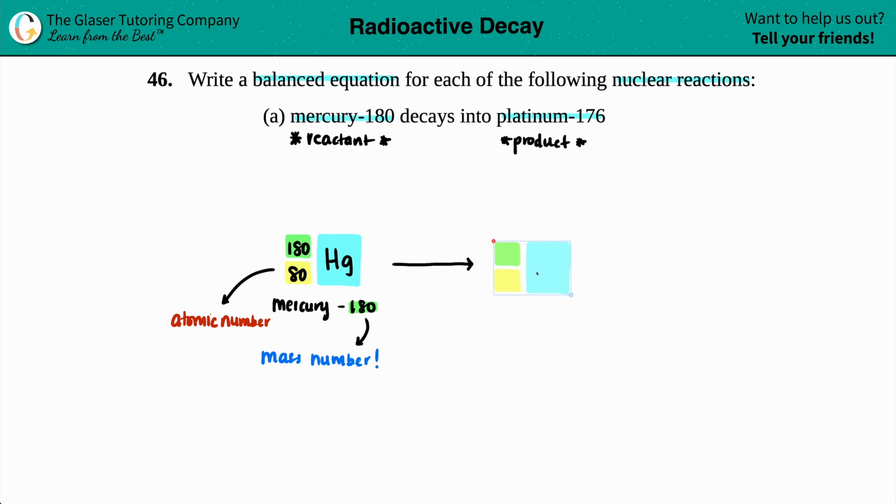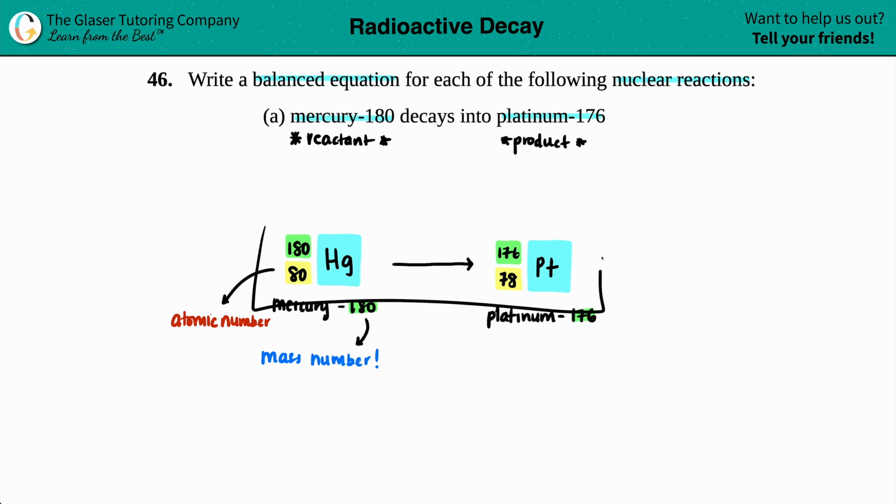So let's bring out another nuclide notation. This is platinum. Platinum-176. They told us what the mass number was, 176, so I'm just going to put that on the top here. Platinum is Pt, capital P, lowercase t. And now we have to find out its atomic number. So I go on the periodic table and I see that platinum has a 78 all the time.